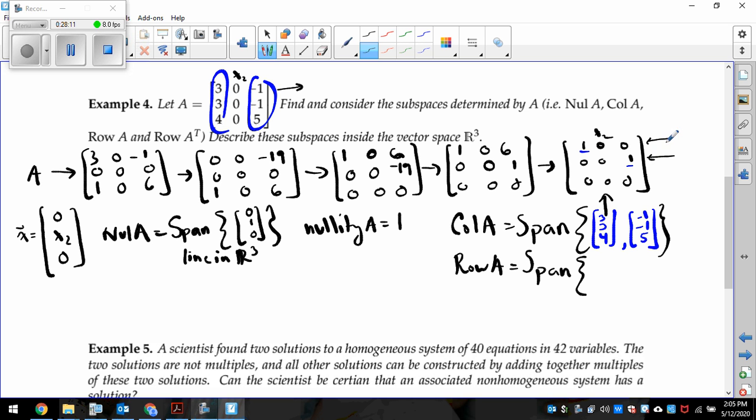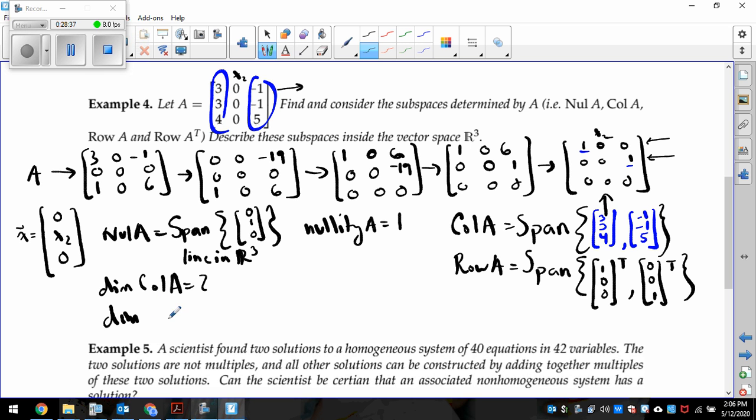Remember, in the reduced row echelon form, you can just take these rows. So the first row looks like this, 1, 0, 0, and I'll transpose that so that it's a row. And the second row, this one right here, is just 0, 0, 1, and we'll transpose that. So this gives me the entire row space. Okay, so then we have the dimension of Col A equal 2, and the dimension of Row A is also 2.